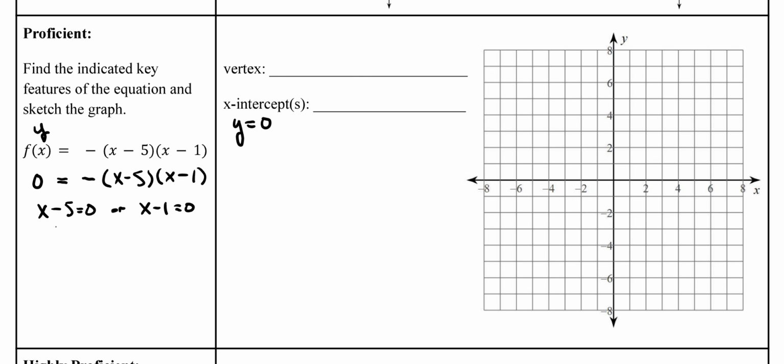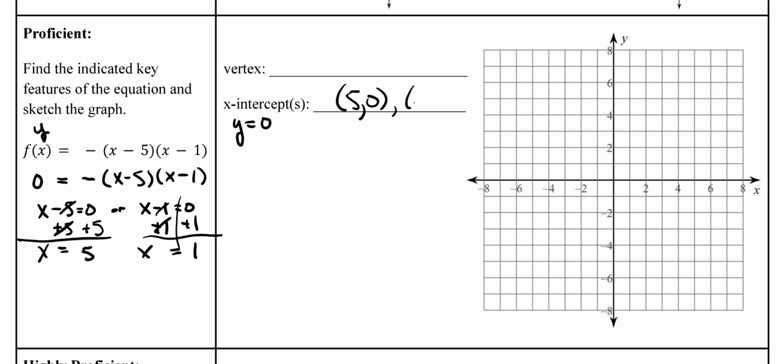Here, the opposite of subtracting 5, I'm going to add 5 to both sides, and x equals 5. Or I'm going to add 1 here, the opposite of subtracting 1, to both sides over here, and that would give me x equals 1. And so my x-intercepts are at (5, 0) and (1, 0). So I can graph these, 1 and 5.